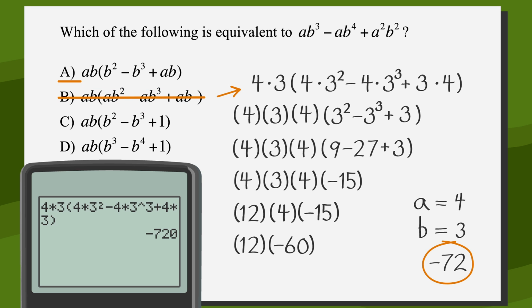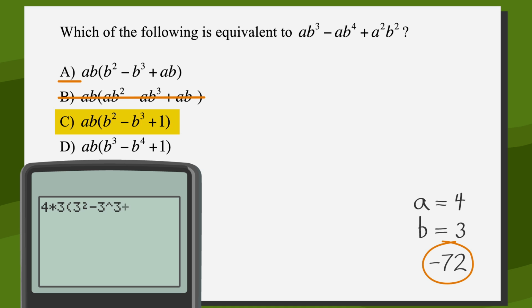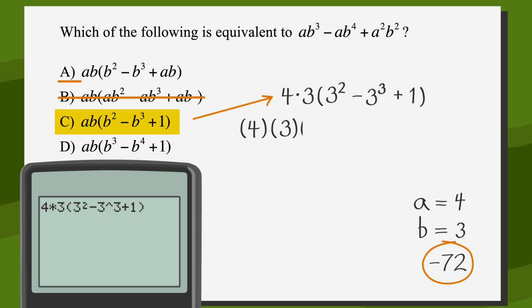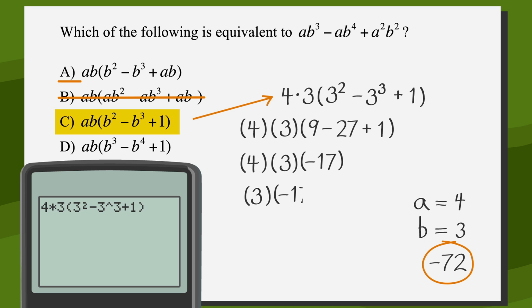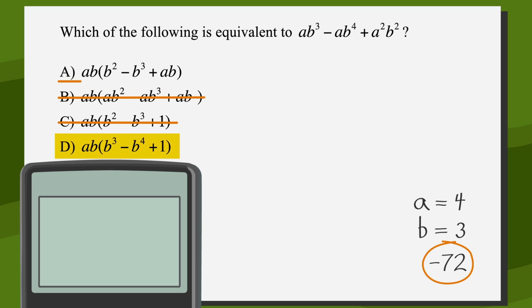Let's keep going. Answer choice C becomes 4 times 3 multiplied by 3 squared minus 3 cubed plus 1. Doing it without a calculator, we get 4 times 3 times 9 minus 27 plus 1, or 4 times 3 times negative 17. 3 times negative 17 is negative 51, and 4 times negative 51 definitely isn't negative 72. So let's cross off C and move on to D.